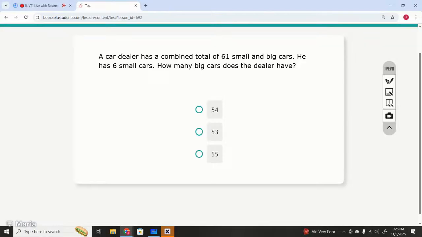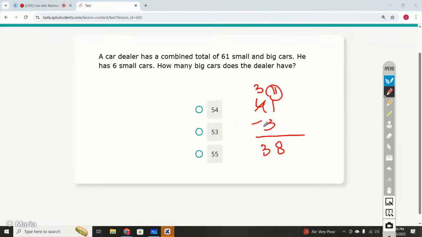A car dealer has a combined total of 61 small and big cars. He has 6 small cars. How many big cars does the dealer have? Sixty-one minus 6.